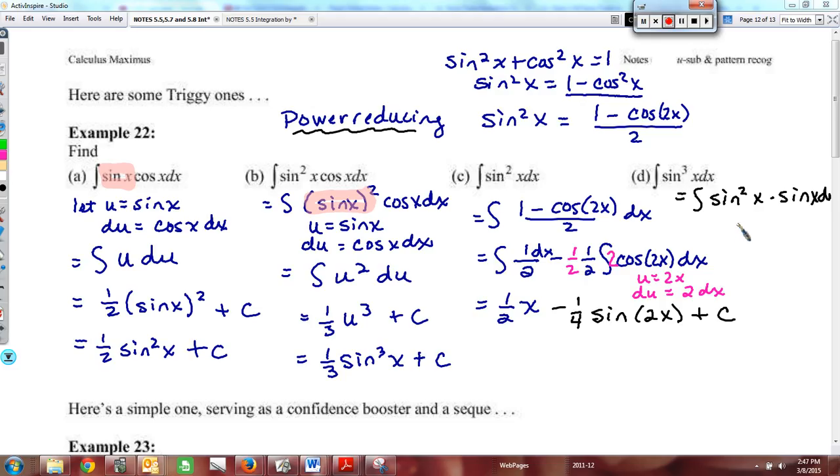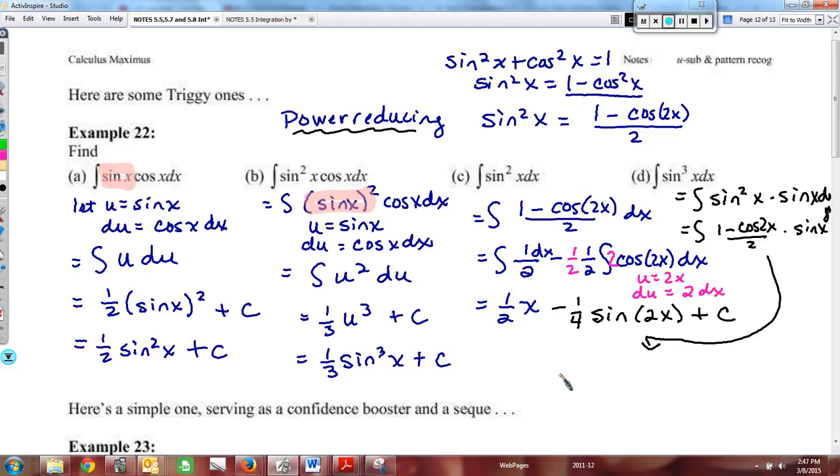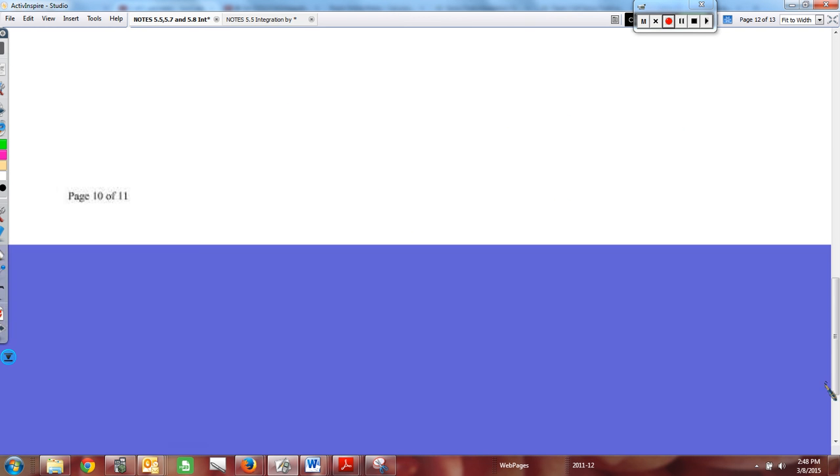All right, so let's take a look at this, and let's now power reduce this one. So I'm now integrating (1 minus cosine of 2x) over 2 times sine of x dx. I'm going to come right down here so I have a little bit more room. That's the same as, now I'm going to distribute the sine through, and so I'm going to have sine of x over 2 dx minus cosine of 2x sine of x dx.